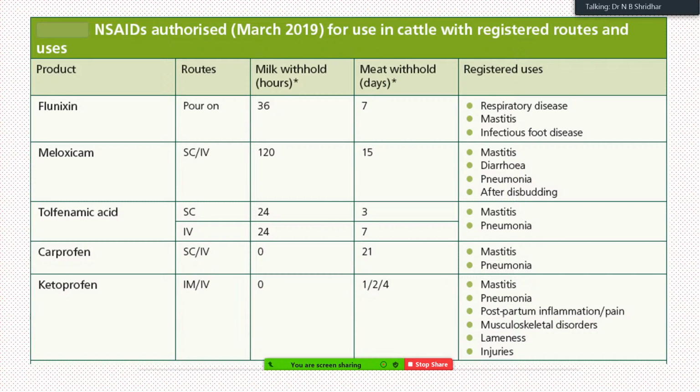So this can be used in case of mastitis, pneumonia, post-parturient inflammation, musculoskeletal disorders, lameness, injuries, and many more inflammatory conditions. So the approved drugs in veterinary practice, please remember these: flunixin meglumine, meloxicam, tolfenamic acid, carprofen and ketoprofen. All these 5 drugs are very commonly used in veterinary practice. So these are the authorized drugs.